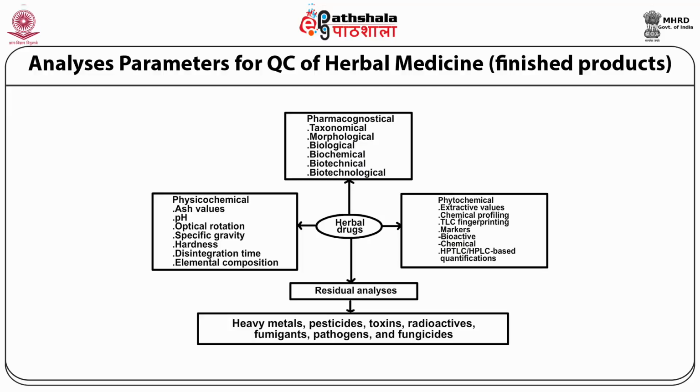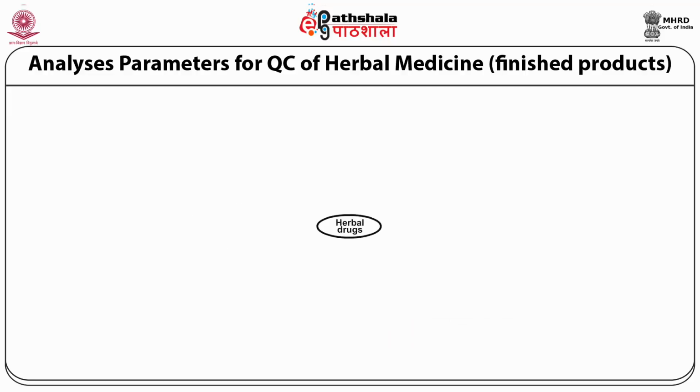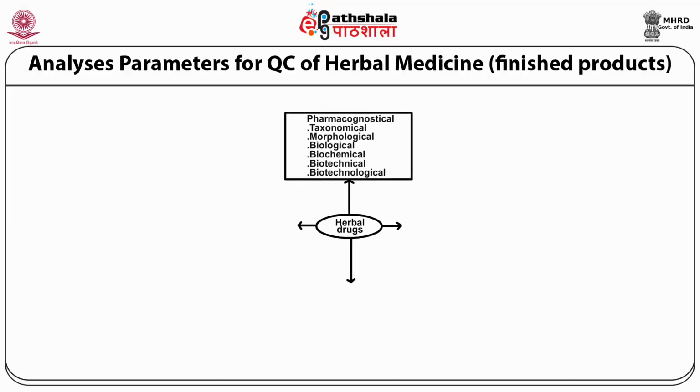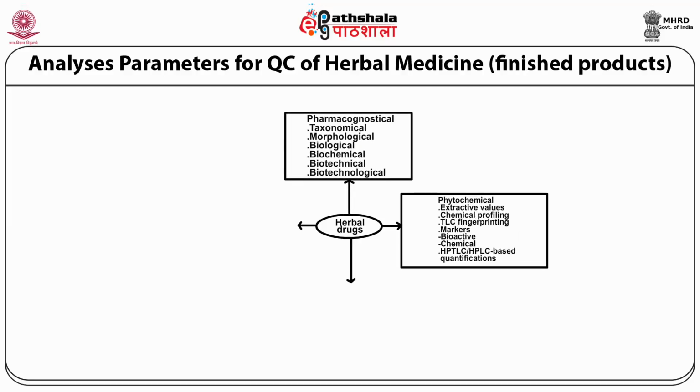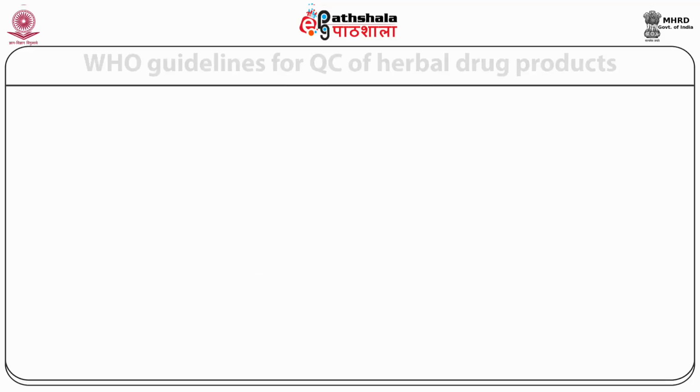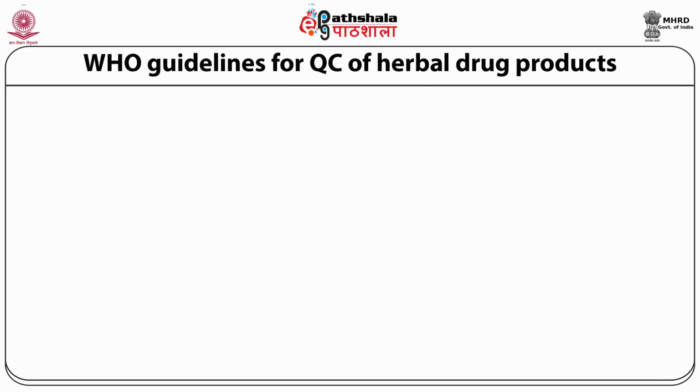There are also parameters related to the phytochemistry as well as physicochemical parameters, besides residual analysis, which constitute heavy metals, pesticides, toxins, radioactive substances, fumigants, stimulants, etc. Now let's go into the details of WHO guidelines for quality control of herbal drugs.